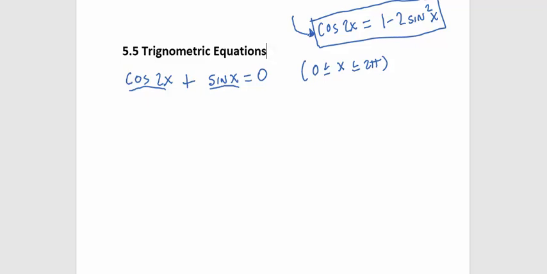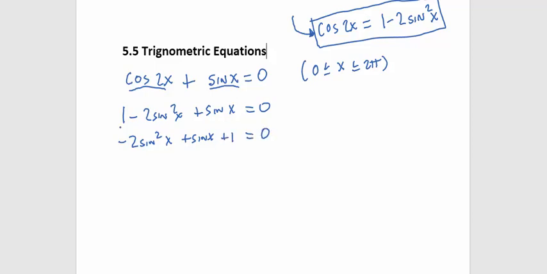All right, as discussed, we're going to make a substitution there. So we're replacing cosine of 2x with 1 minus 2 sine squared of x. Now I want to get this organized so that we have nice descending order in my quadratic. So I'm going to say, negative 2 sine squared of x plus sine of x plus 1 equals 0.